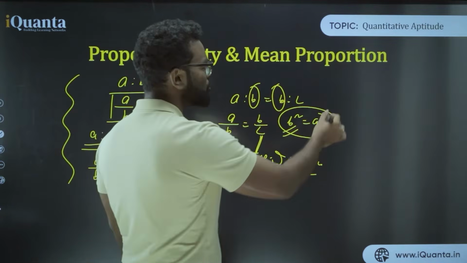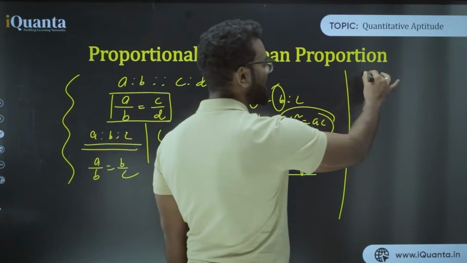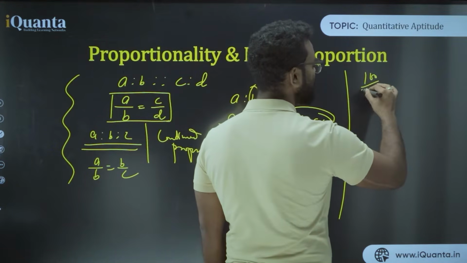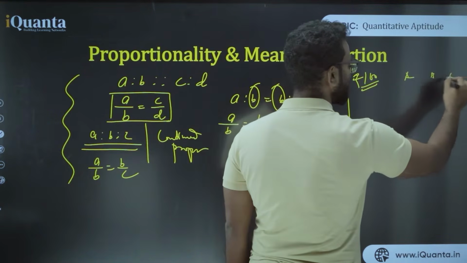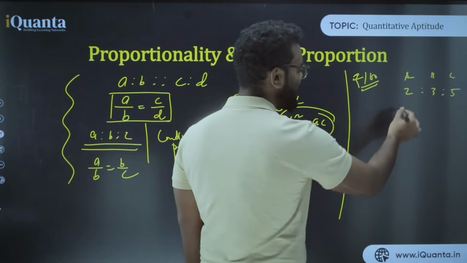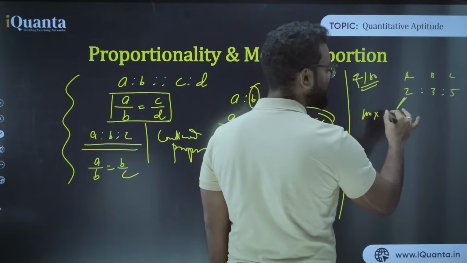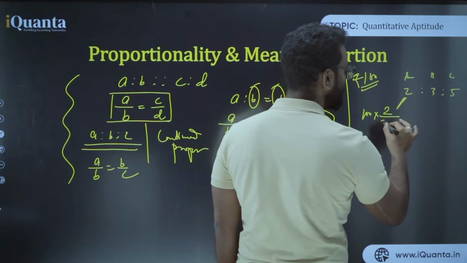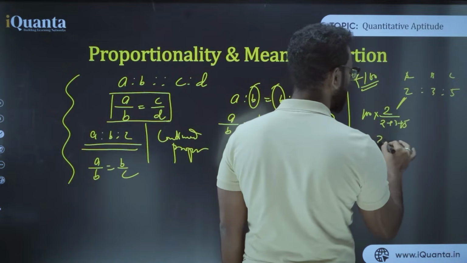There's another thing also that we use in case of proportion. Let's say I need to divide 100 rupees among three people, A, B, C, in the ratio 2:3:5. So A's part should be 100 into A's proportion. Now what is A's proportion? That is 2 upon 2 plus 3 plus 5, that is the total. So A's part is basically 20.